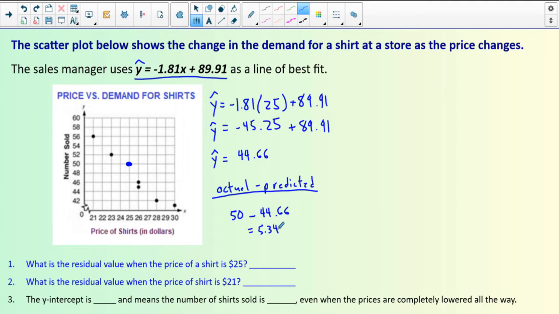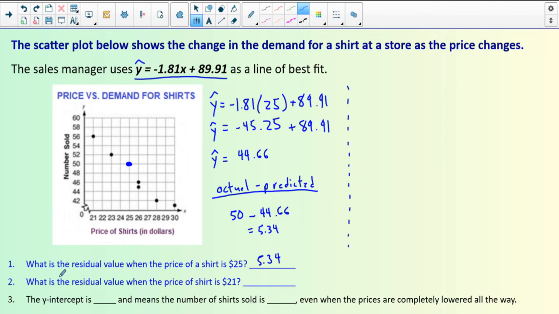So not too bad. That is a low residual. We are a little bit off, by about 5. So that's going to be our answer for the first one. The residual, 5.34. Not too bad. It's a pretty good predictor of the data. Let's check another data point.